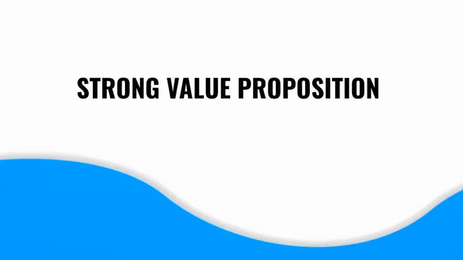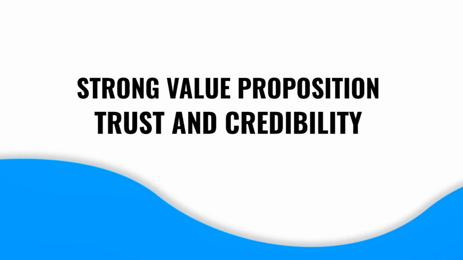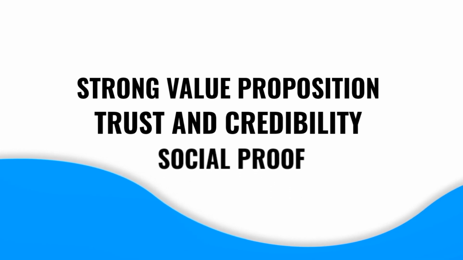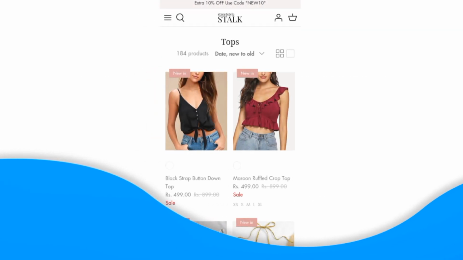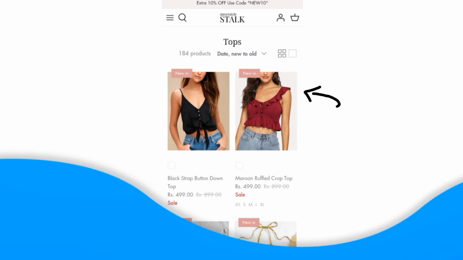So how do we do this in this attention section? We start with a strong value proposition. We back it up with trust and credibility. We want to show some social proof. We want some images that grab our attention, and we want a strong call to action. Now, if we do all these things correctly and tick all these boxes, people are more likely to then scroll through to our next section.